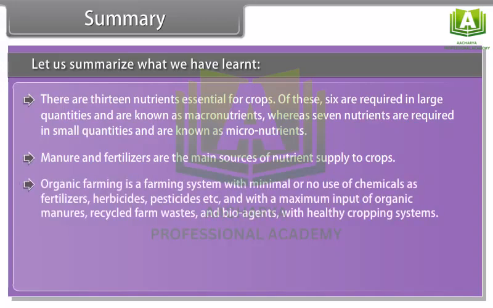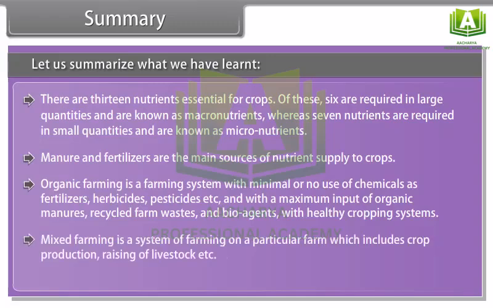Organic farming is a farming system with minimal or no use of chemicals as fertilizers, herbicides, pesticides, etc., and with a maximum input of organic manures, recycled farm wastes, and bioagents with healthy cropping systems. Mixed farming is a system of farming on a particular farm which includes crop production, raising of livestock, etc.